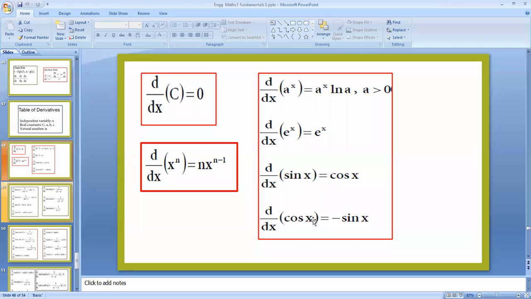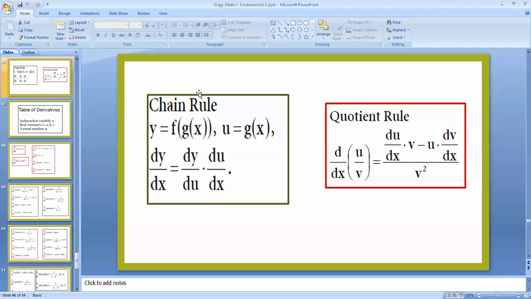These are composite functions. But before that, you should know the chain rule. You have studied it in the lecture already. So what is the chain rule? y is a function of g of x. So g of x is u, which means y is a function of u and u is a function of x, right? So definitely y is a function of x.